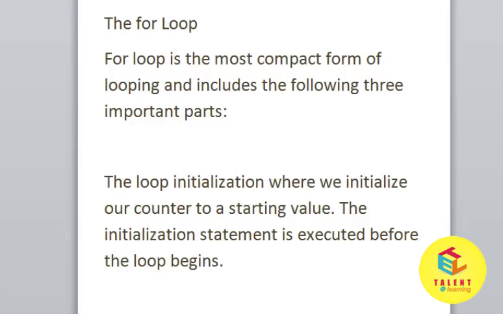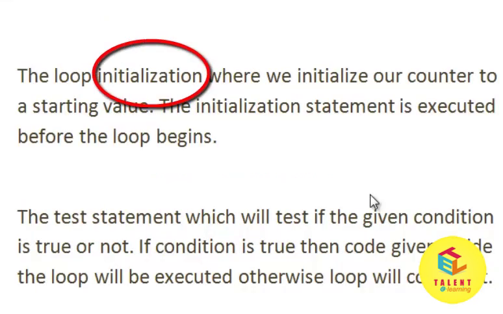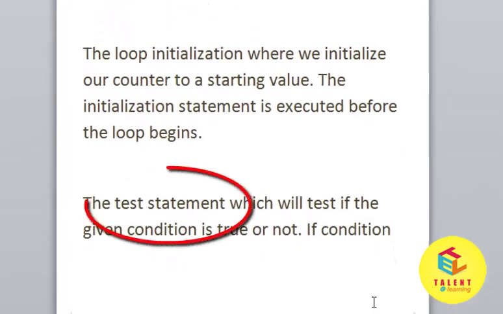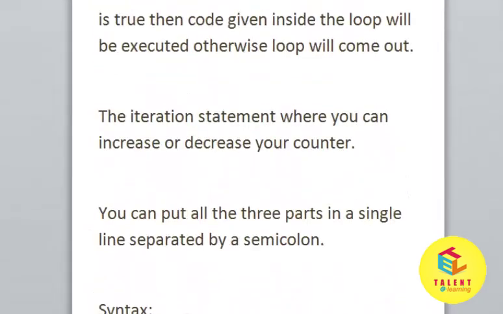First is initialization, where we initialize our counter to a starting value. The initialization statement is executed before the loop begins. Then the test statement, which tests whether the given condition is true or not. If the condition is true, then the code inside the loop will be executed, otherwise the loop will come out. Next, iteration, the statement where you can increase or decrease your counter.